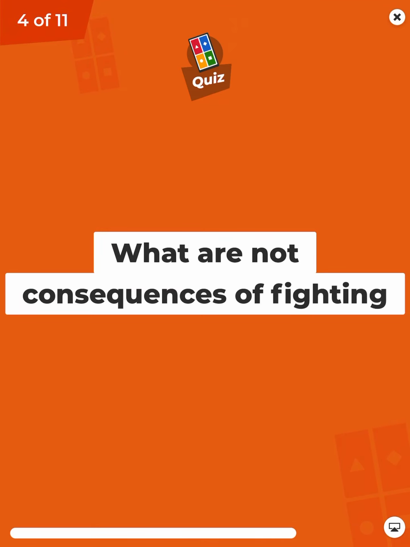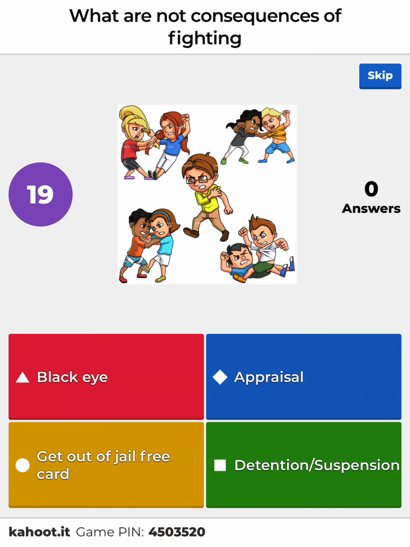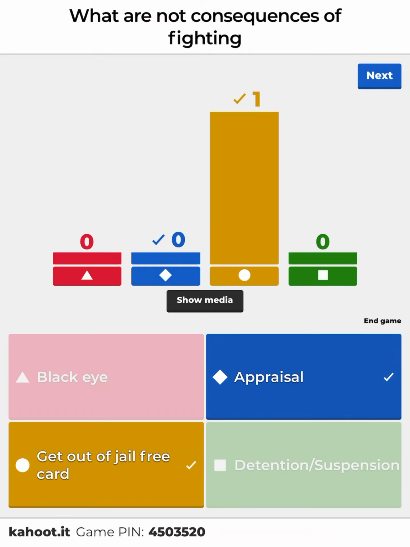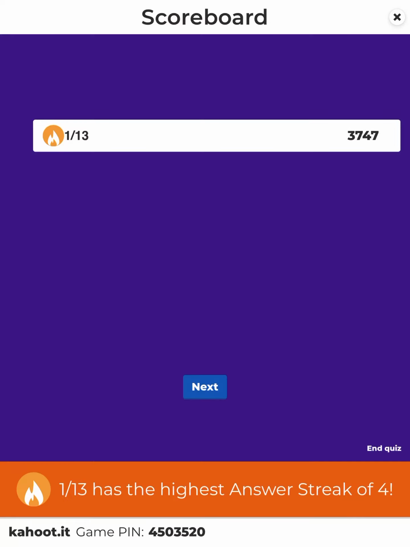What are not consequences of fighting? Correct. Either or, appraisal or get out of jail free card is not a consequence of fighting. Blackout, detention, suspension, all that are consequences. Consequences are the bad things of fighting. Nothing good comes from fighting.